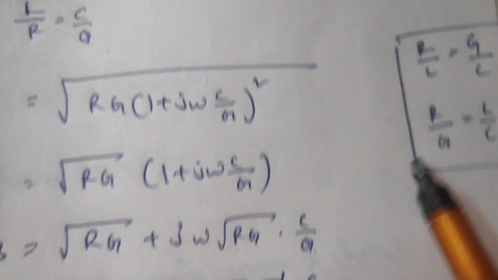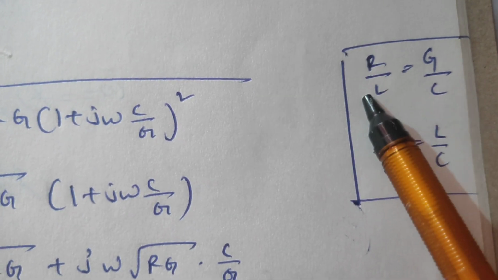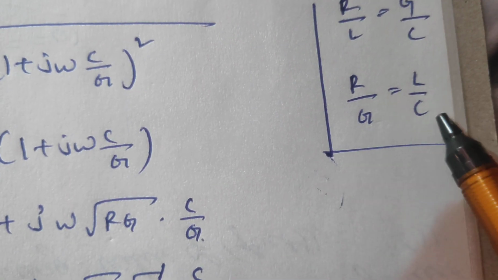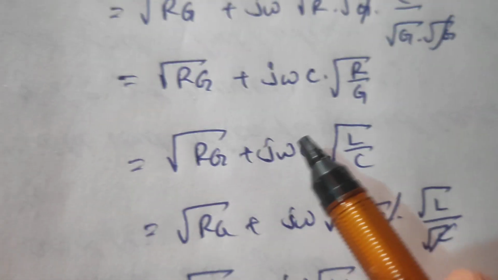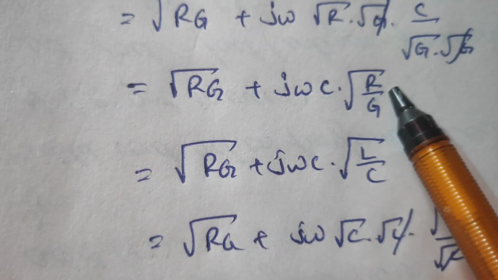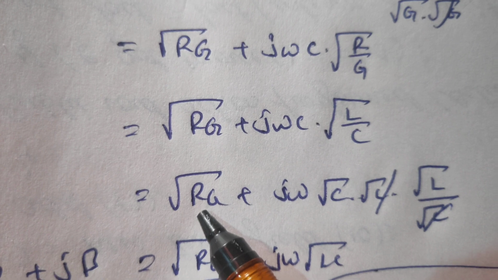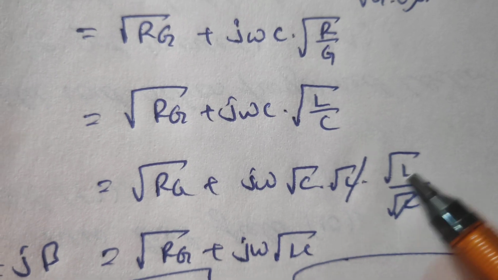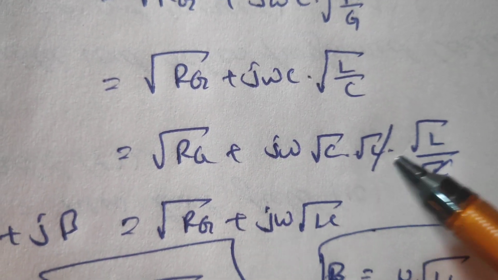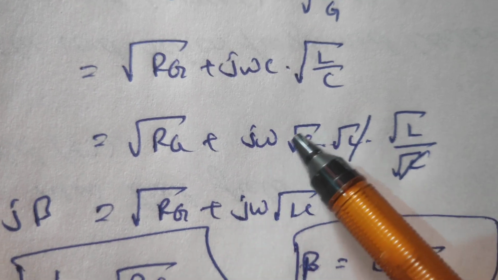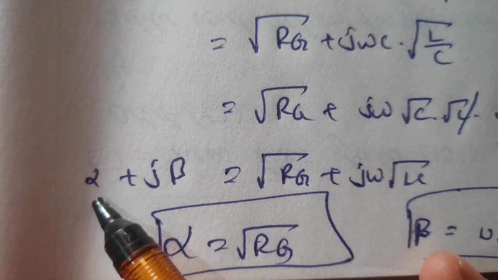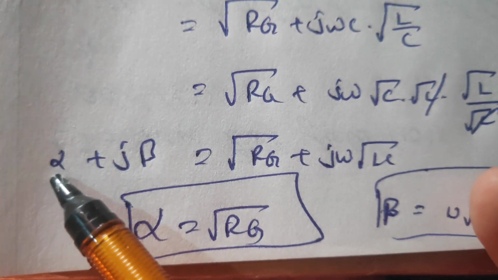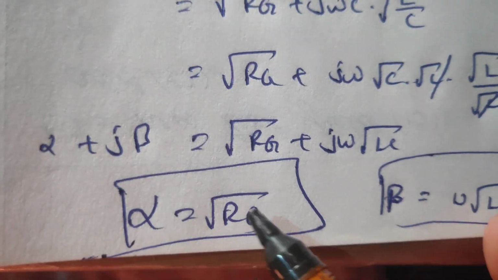But we know that the basic condition is R by L is equal to G by C. So can I write R by G as L by C? R by G is nothing but L by C. Substituting R by G as L by C here, I get under root of RG plus J omega, C as under root of C into under root of C into under root of L by under root of C. One root term gets cancelled, so we get J omega into under root of LC. Therefore alpha plus J beta is equal to under root of RG plus J omega into under root of LC. Comparing the real terms, we get alpha is equal to under root of RG.